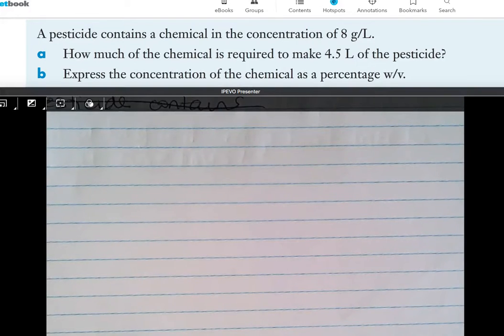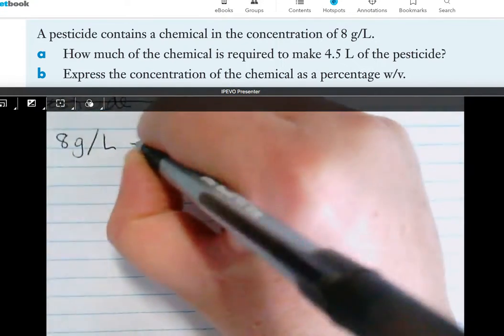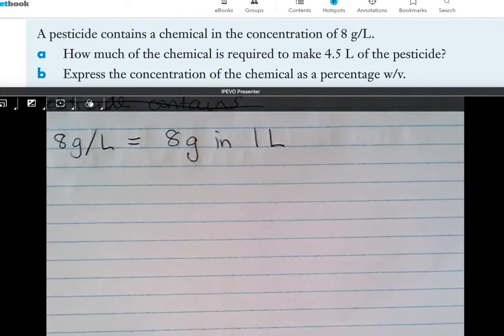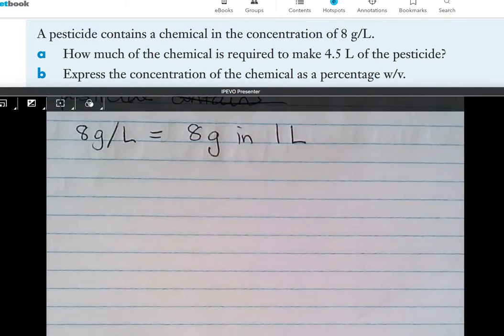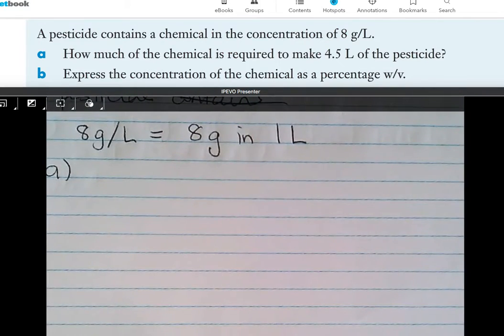Okay, girls, we're looking at some concentration questions. A pesticide contains a chemical in the concentration of 8 grams per litre. So 8 grams per litre means that you've got 8 grams in 1 litre. That's what it means. Now the first question says, part A, how much of the chemical is required to make 4.5 litres of the pesticide.